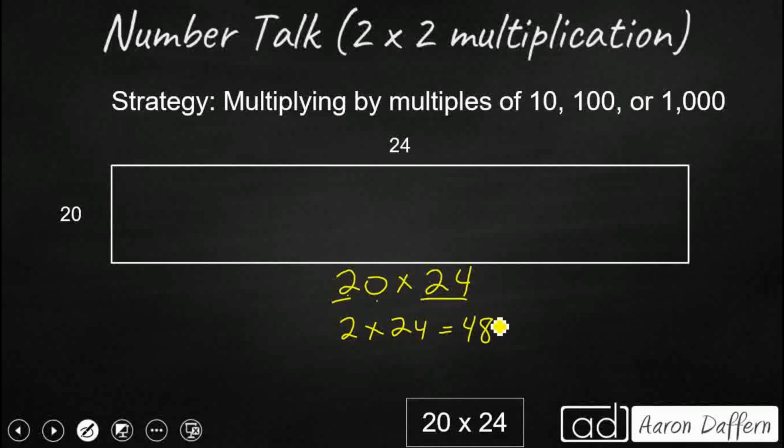So when you're multiplying by 20, well, 20 is just 2 times 10, so you take your 48 and multiply by 10, or add a 0. So hopefully you got 480. When we're multiplying by 10, 100, or 1,000, you could just multiply the non-zero digits and then add as many zeros as are left over to your product.